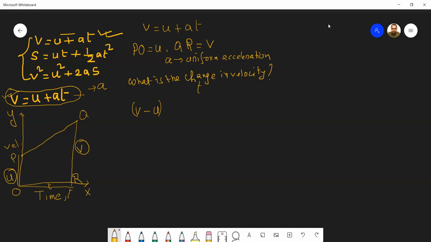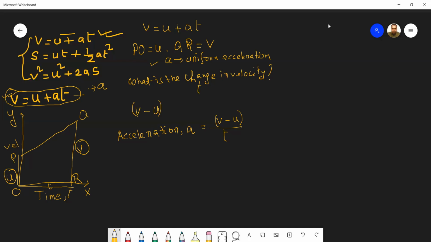So what is the acceleration now? We know the change in velocity. If I ask you to calculate the acceleration of the body, which is uniform, and in this case A, recall the definition of acceleration: change in velocity, which is nothing but v minus u in this case, divided by time, the time for which the object has moved. So acceleration A is equal to v minus u divided by t.